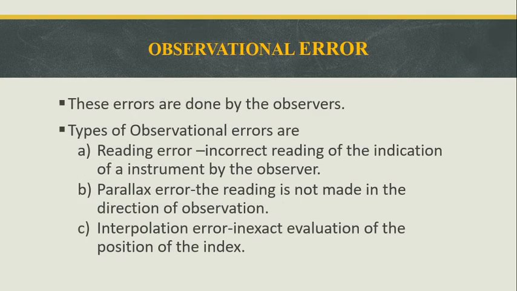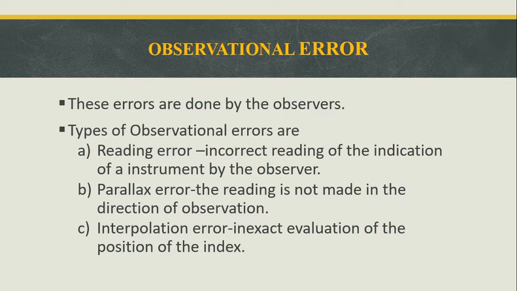Then observational error. These errors are made by the observers. Observers are the operators or the reading takers. The types of observational errors are reading error, parallax error, and interpolation error. Reading error is incorrect reading of the indication of an instrument by the observer, which means the instrument indicates one value but the observer noted another value. Okay. Then parallax error.